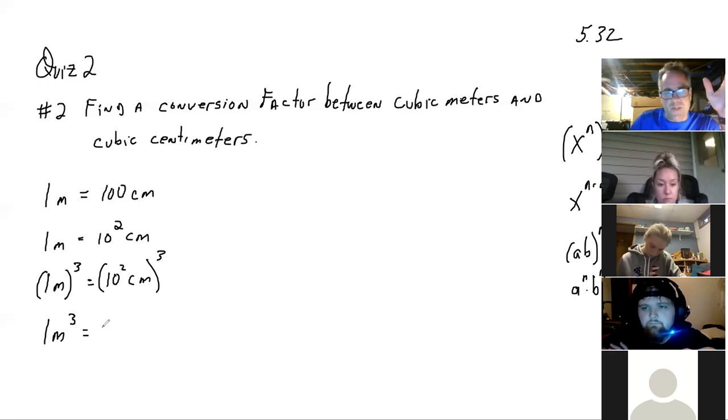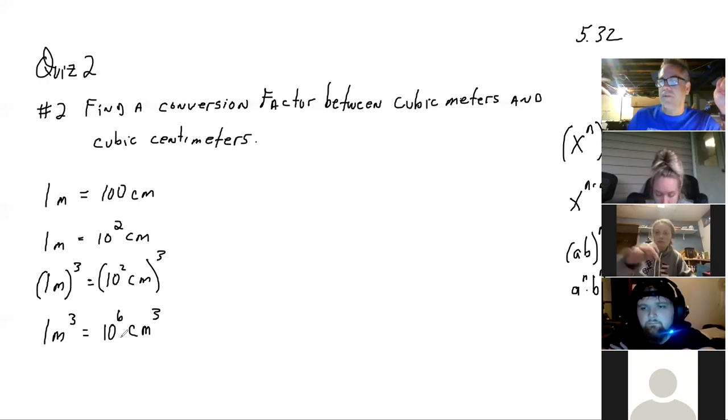3 times 2 is what? 6. And then this is understood to have a power of 1. So that's centimeters cubed. Good so far? Right. So once I get this, I can look at that quiz, where you're given 4 choices. And I'm going to go ahead and write down what the 4 choices were.